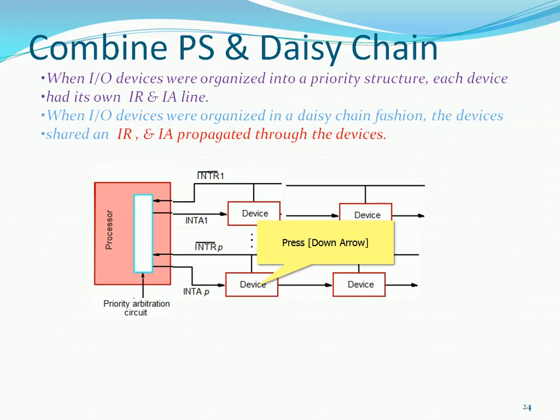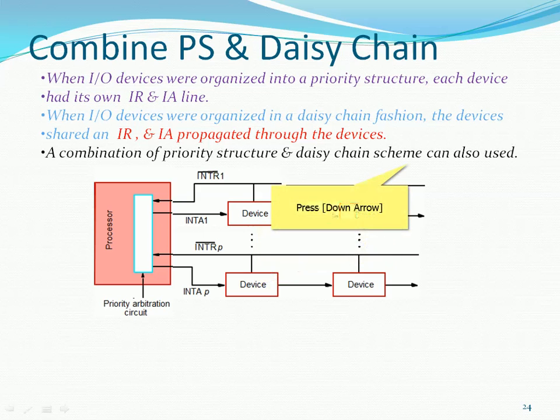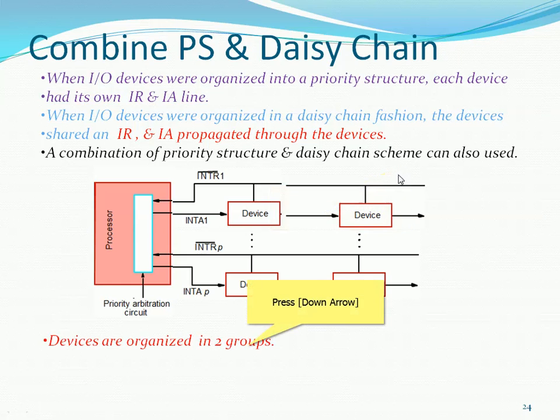So in the first group we have n number of devices. Similarly, second group, third group, there will be p number of groups. So they have the IR and request line. The combination of this priority structure and daisy chain scheme is also used, that is, devices are organized in two groups.